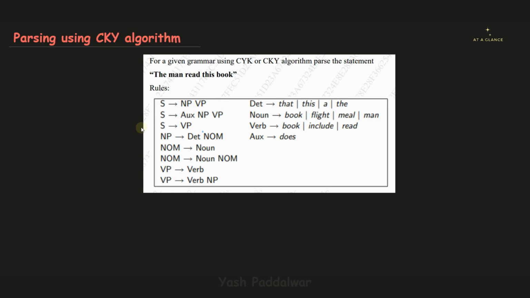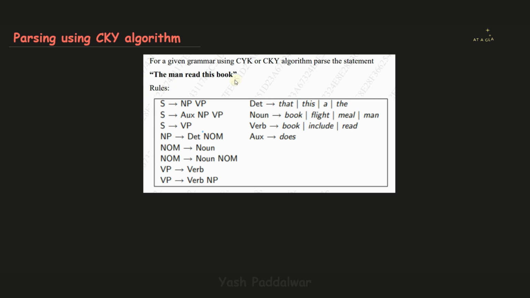In this particular video, we'll be looking into one more frequently asked numerical from natural language processing. This is on the topic CKY algorithm. The question says that for a given grammar using the CYK or CKY algorithm, we need to parse the statement "the man read this book".